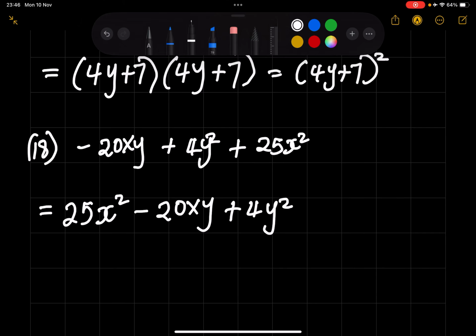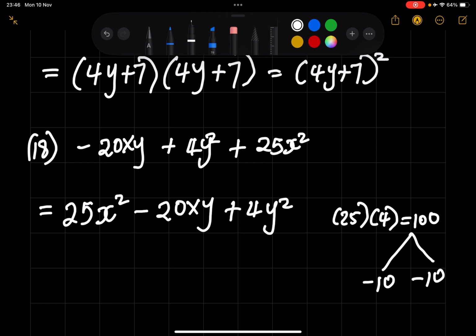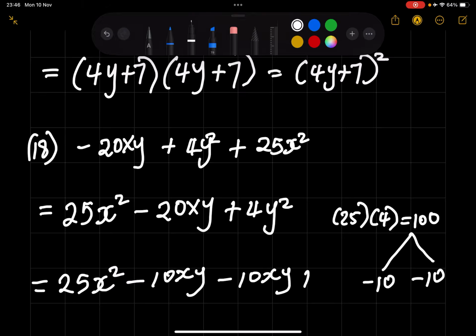And then I'm going to take the first coefficient, which is 25, and multiply it by 4. That gives us 100. Then I'm going to look for two factors of 100 that give us negative 20. We can see it's going to be negative 10 and negative 10. When you add negative 10 and negative 10, you get negative 20. So we're going to replace the middle term with those factors, which is minus 10xy minus 10xy plus 4y squared. Please notice that this is still minus 20xy. We haven't changed the meaning of the equation.